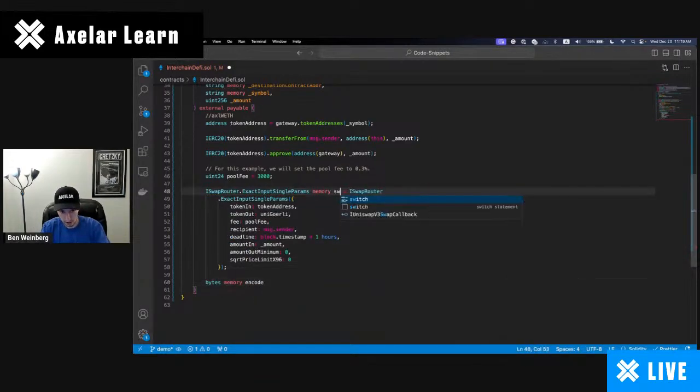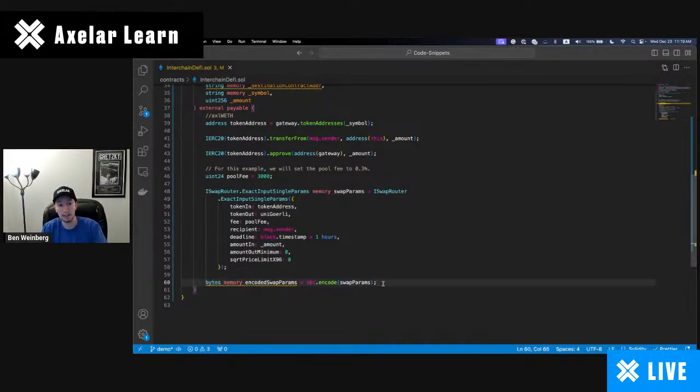Let me actually rename this to swap params. Params. And I'll call this encoded swap params. And we will encode this simply by writing API encode swap params. So now we have this struct as a type bytes. And that is what we can use to actually send to the Axelar network to be received on the Ethereum blockchain from Axelar. So now that we are basically done with our Uniswap functionality, let's actually get back to the Axelar functionality.